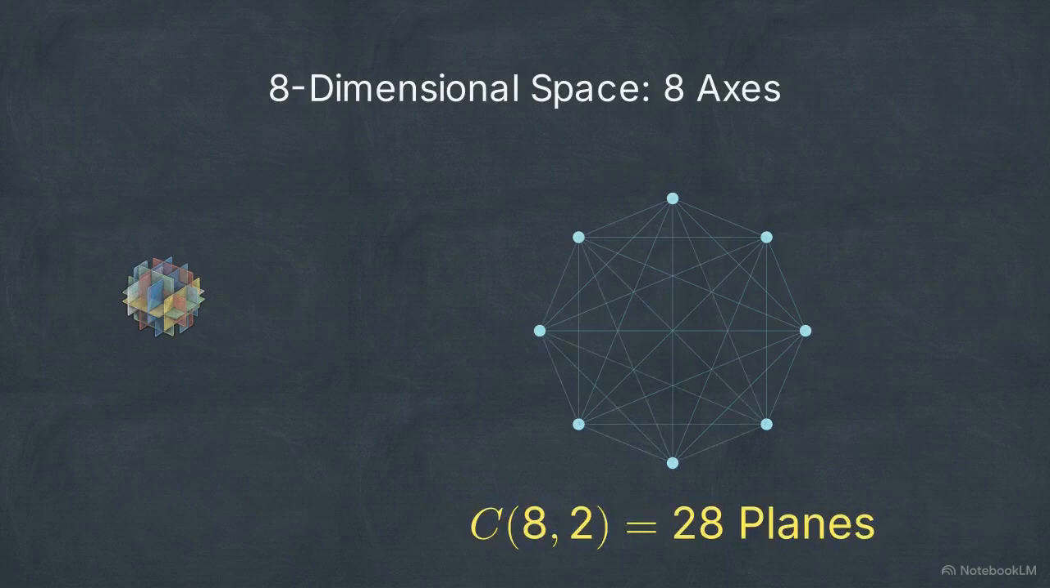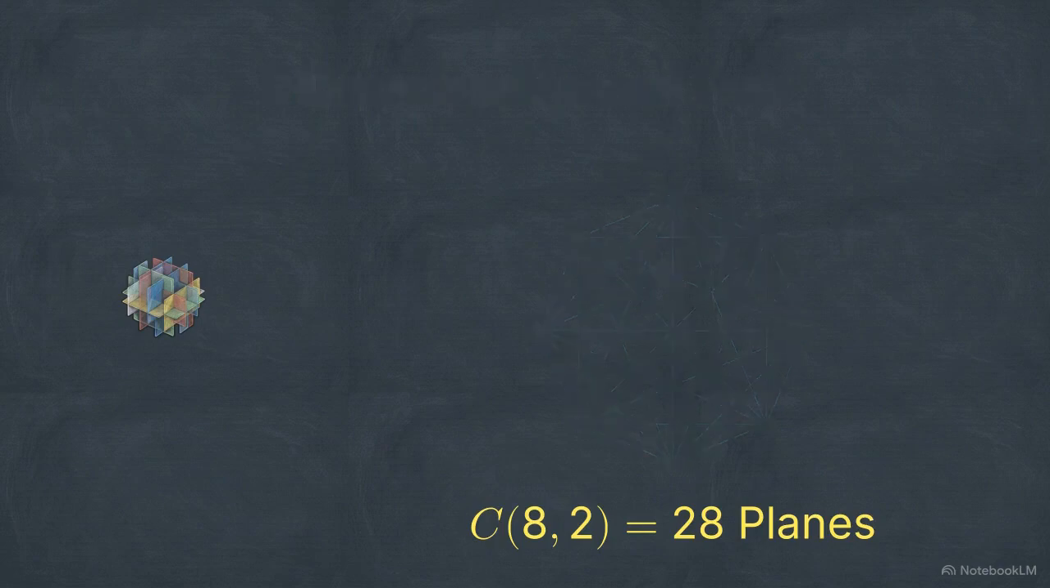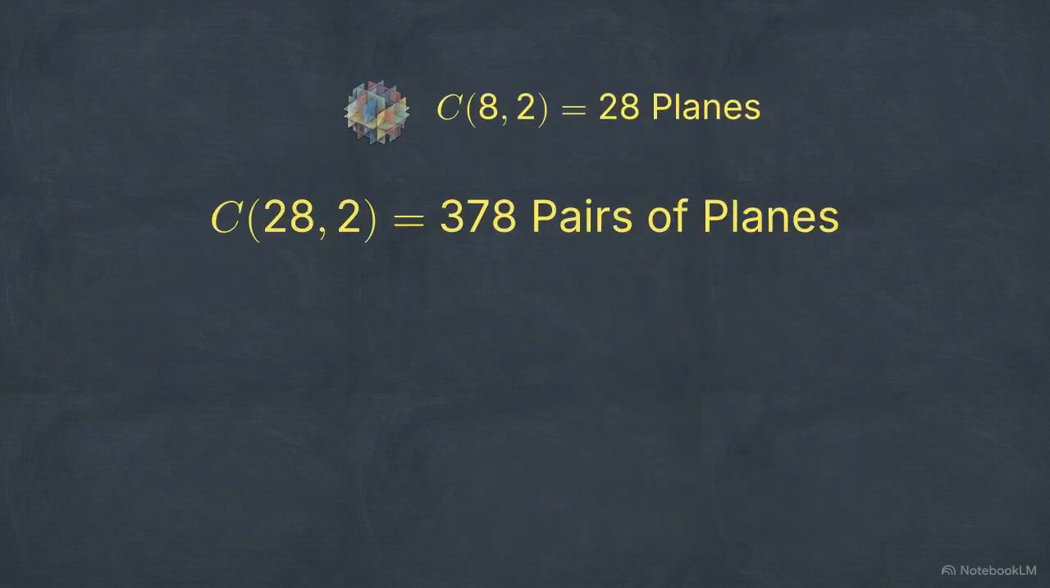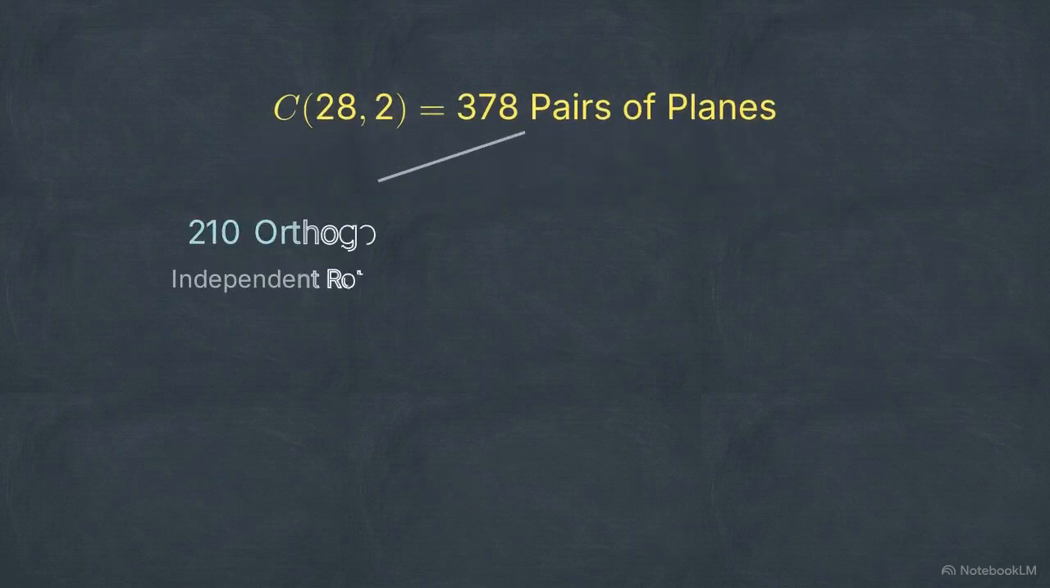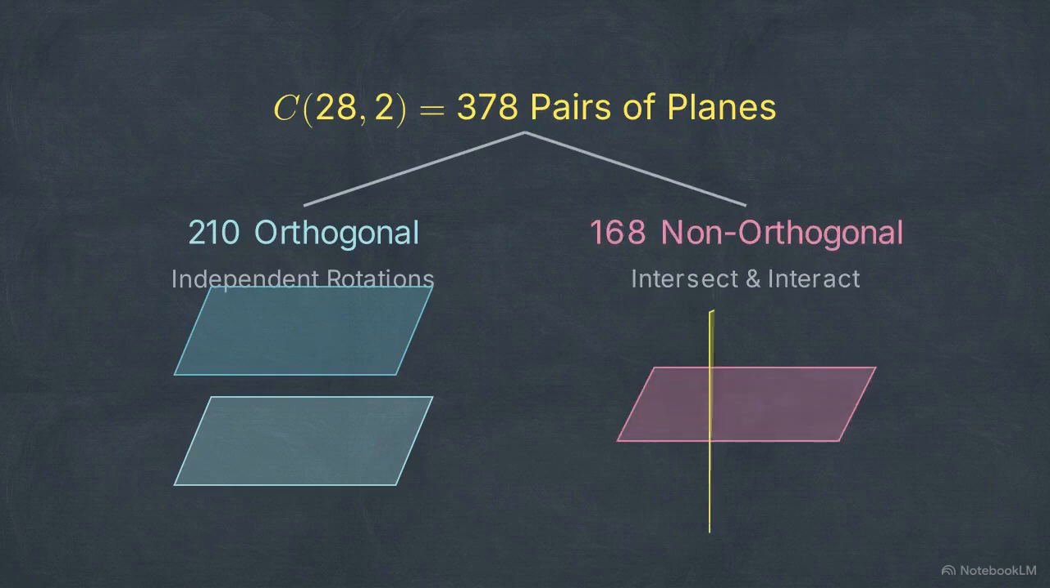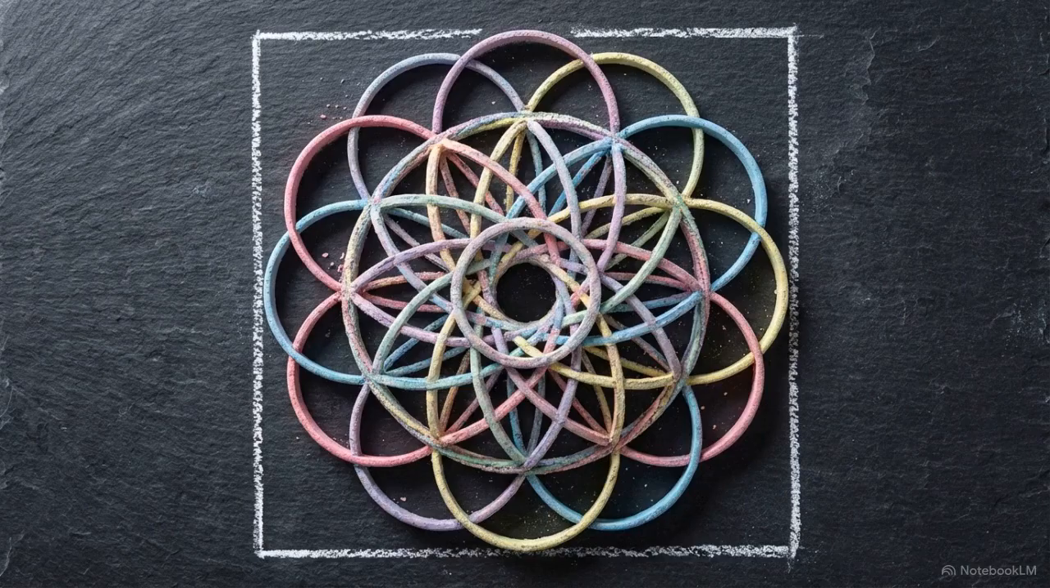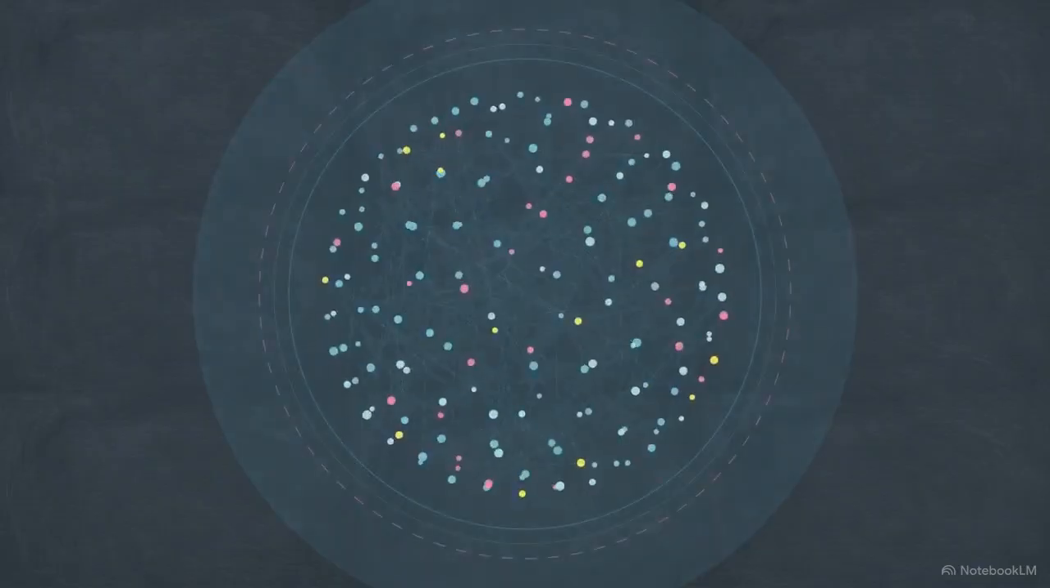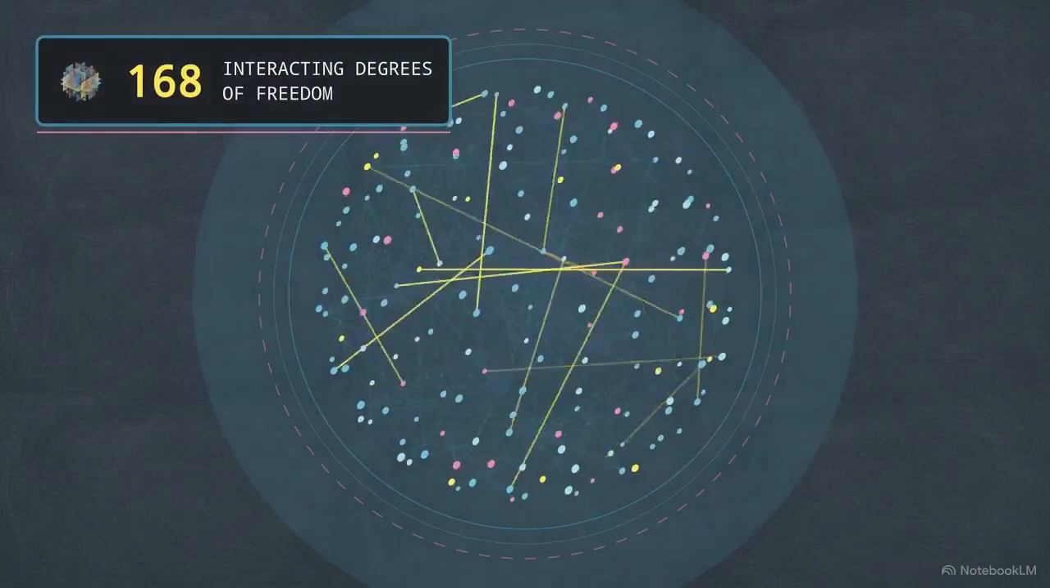If we analyze the interactions between these 28 planes, we find exactly 378 possible pairs. They separate neatly into 2 data groups: 210 pairs that are orthogonal, meaning their rotations are entirely independent, and 168 pairs that are non-orthogonal, meaning they intersect and interact. That number, 168, is mathematically exact. It is the order of the Klein-Quartic group, and it dictates the total number of interacting degrees of freedom available in this space.